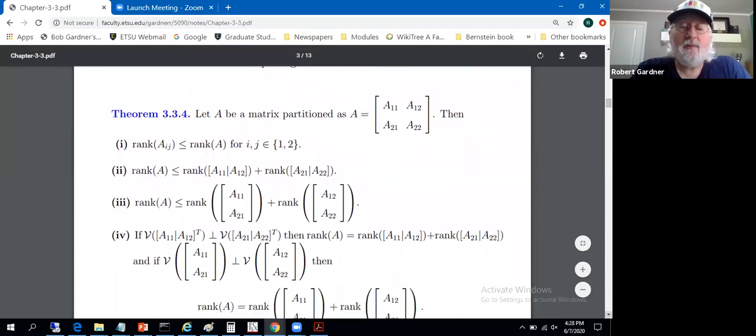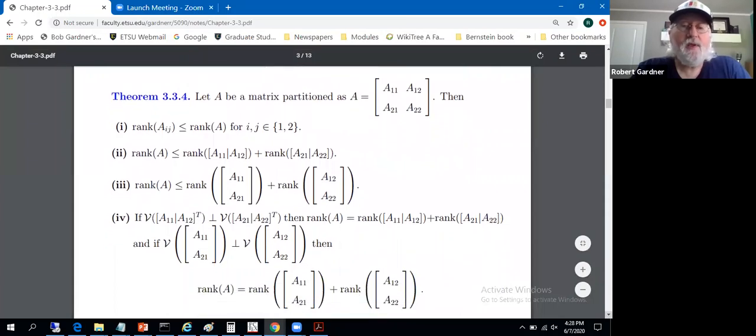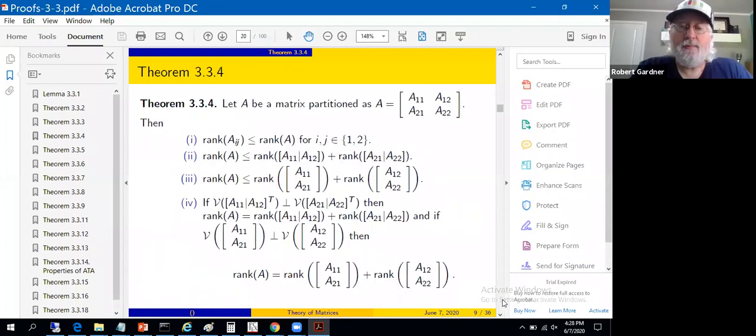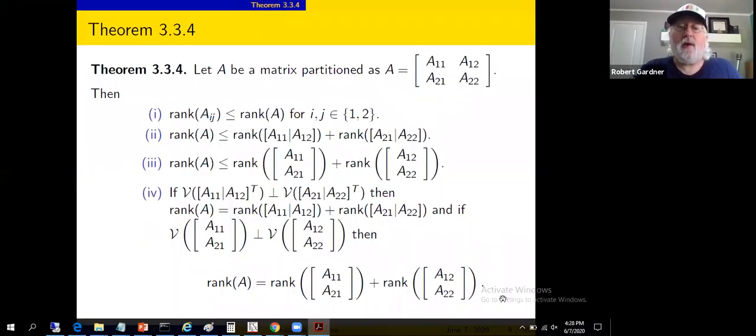All right, so we're making a bunch of claims about ranks of partitioned matrices. Let's just go to the Beamer file. All right. So we're taking a matrix A and partitioning it into 4 pieces.